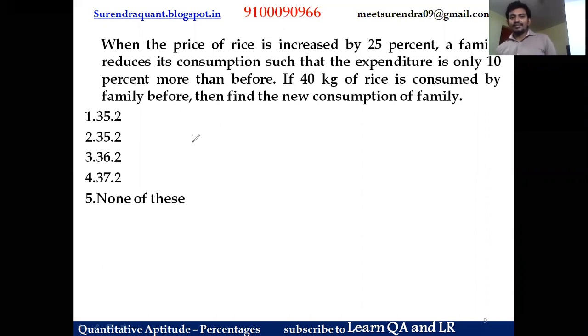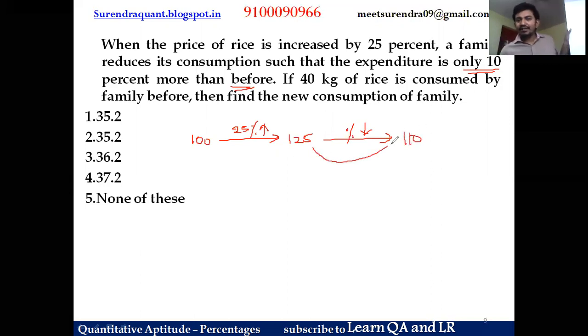So we know that expenditure is 100. Now price increases by 25%, so expenditure is 125. What must be the percentage decrease in the consumption, if they want to spend only 10% extra on the expenditure? 10% of 100 is 10, so 110. So what is the percentage change in the consumption? 15 decreases from 125. To convert into percentage, into 100. Right? Very, very simple.